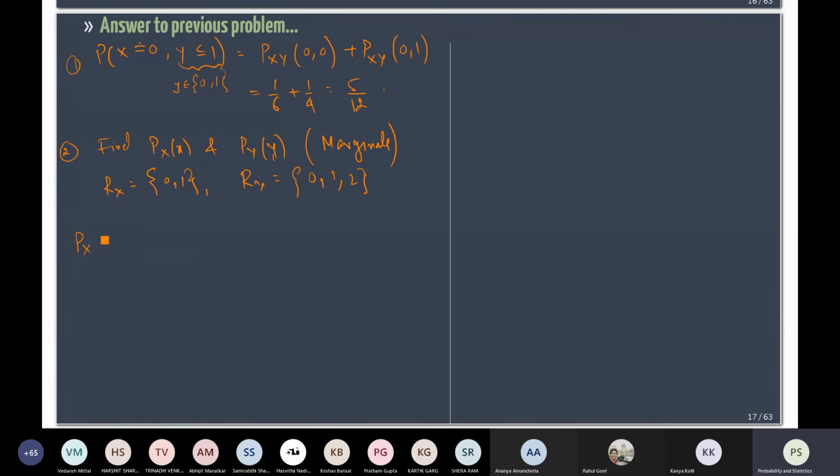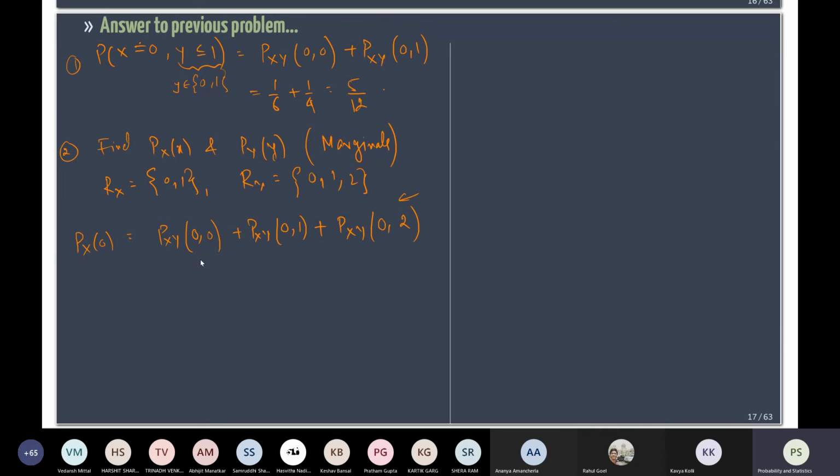So for x equal to 0 we have to first compute. The 0 will be fixed, so p_xy(0, ·) and then vary over all the y. So y will be 0, 1, plus p_xy(0, 2) also, because y goes up to 2. So we have summed over y.